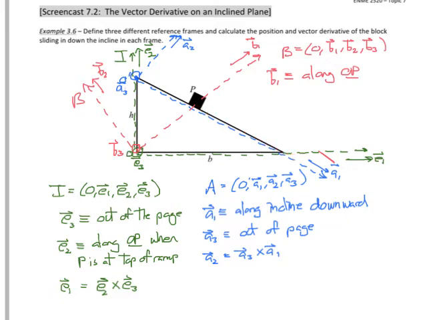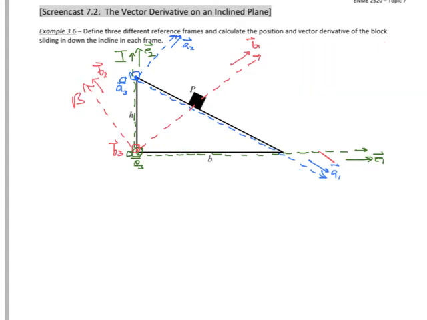So if P is at the bottom of the plane, then B1 will be pointing to what we're seeing as the right. Next, we define that B3 is out of the page, and then B2 is equal to B3 crossed with B1. And we'll see a little bit later that reference frame I and reference frame A are both inertial reference frames, and reference frame B is considered to be a non-inertial reference frame because it's rotating relative to an inertial reference frame.